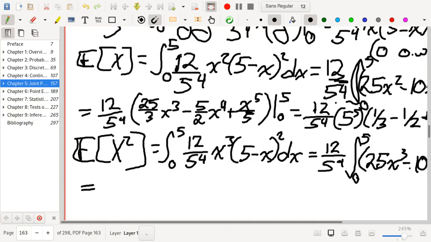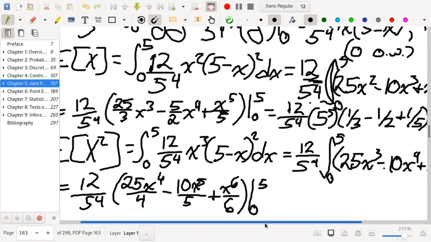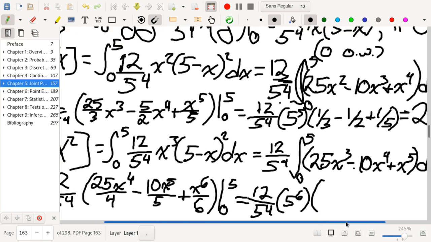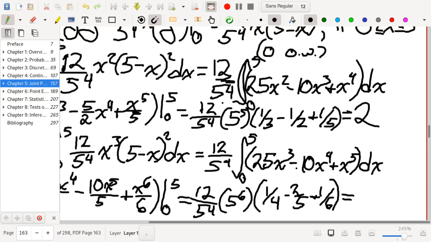Okay, which is equal to, so our antiderivative for this, we got 12 over 5 to the power of 4, and our antiderivative will be 25 x to the power of 4 over 4 minus 10 x to the power of 5 over 5 plus x to the 6 over 6, ranging from 0 to 5. In this case, this is 12 over 5 to the power of 4 times 5 to the power of 6 times 1/4 minus 2/5 plus 1/6. And then you do the arithmetic on that, and you're going to get that the expected value of x squared is 5. A beautiful 5.